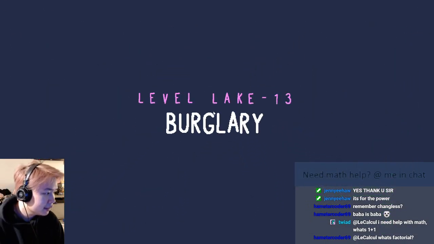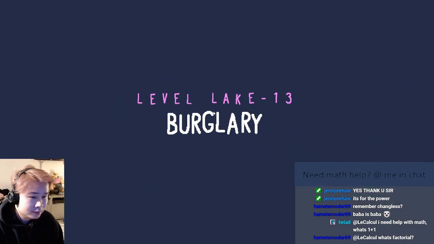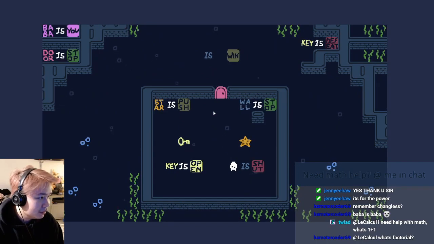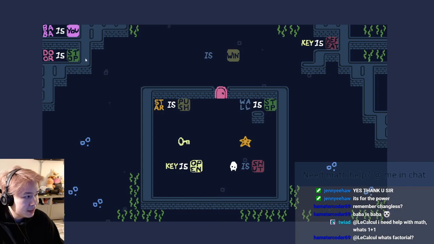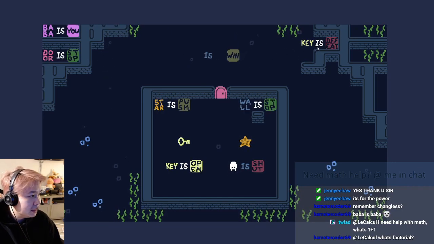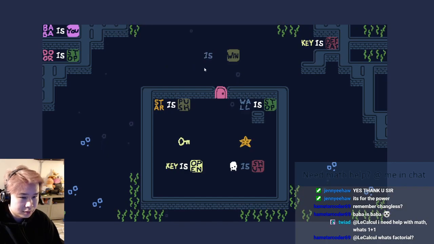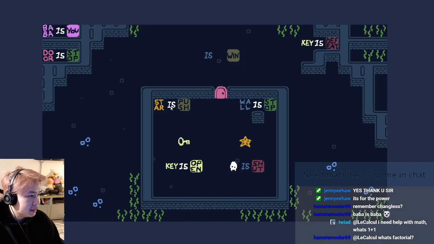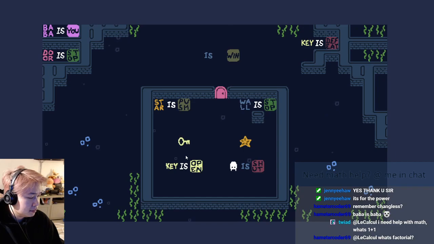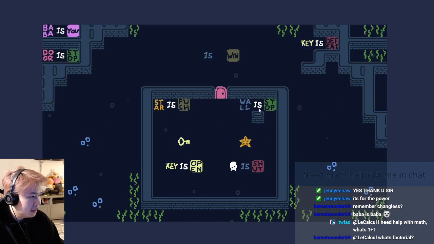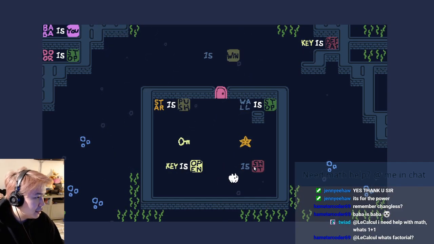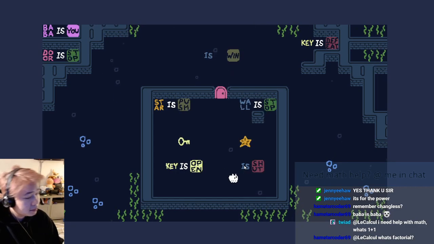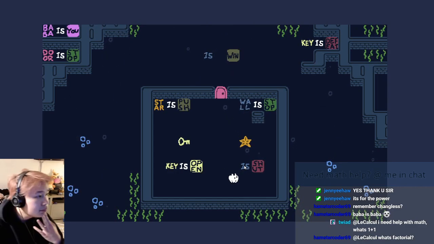Alright, last stage for this area. Burglary. So I gotta steal stuff. So Baba's me. Door is stop. Key is defeat. The win is out here. I can push the star. The key is open. The wall is stop. And then I can also make a shut sentence. So let's see.